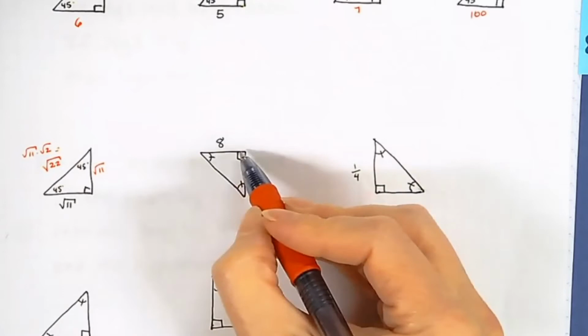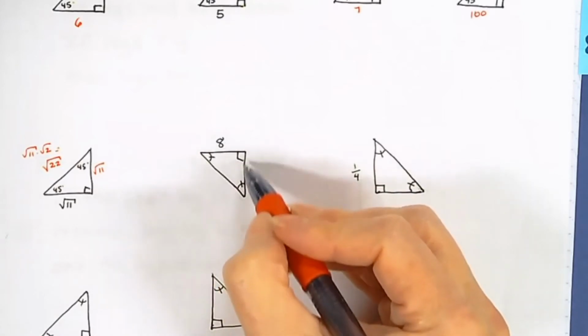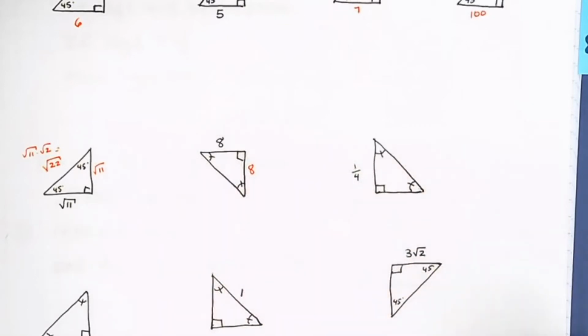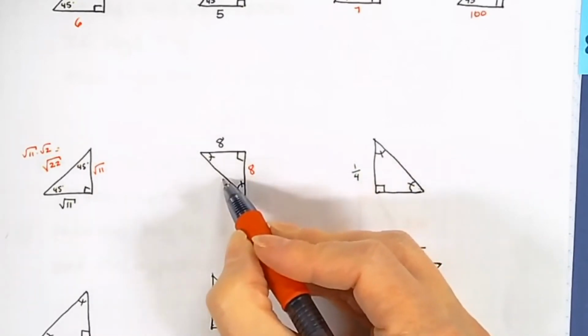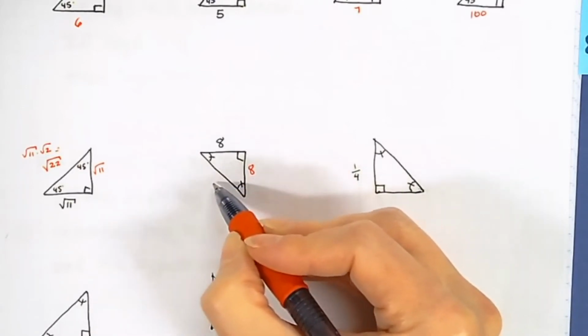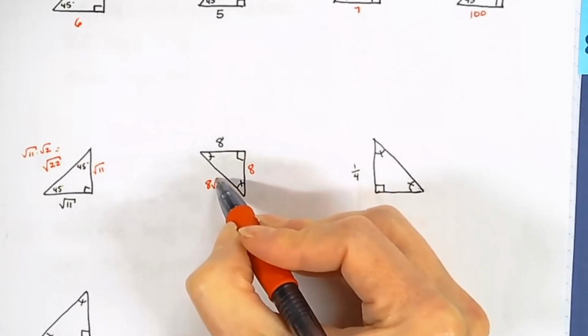And so the legs are still equal. The legs are the sides that touch the right angle. So if this one is 8, the other one is also 8. And the hypotenuse, which is across from the right angle, don't be alarmed by the fact that it's turned around. The hypotenuse is going to be a leg times the square root of 2.